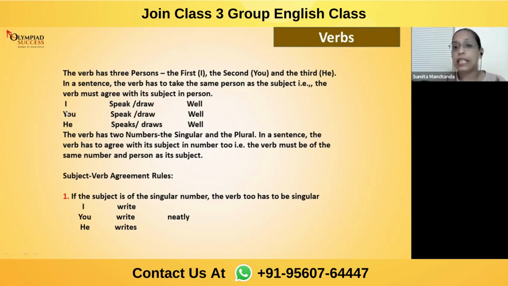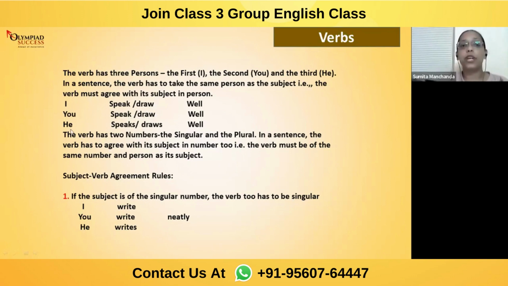In both these cases, please remember, this is a rule which you all need to remember. In both these cases, I or you, both these are singular. So you may say, ma'am, then my verb is also, there's no S to it. There won't be an S to it. Always remember, if my subject is using the word I, if my subject is using the word you, my verb will remain as it is. You are not going to add S or ES, anything to the verb.